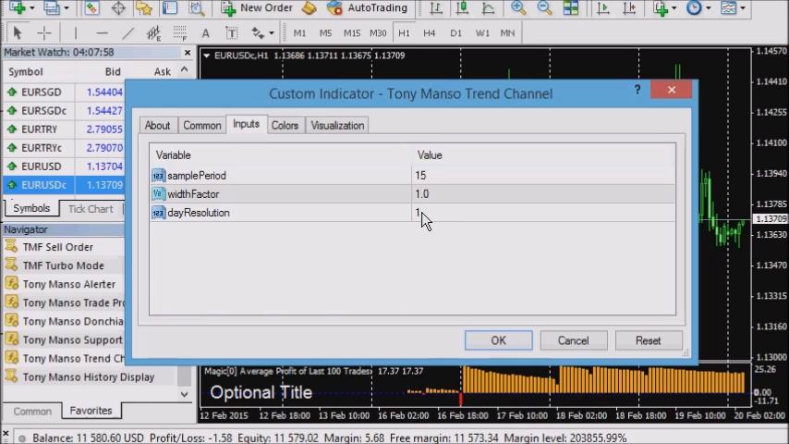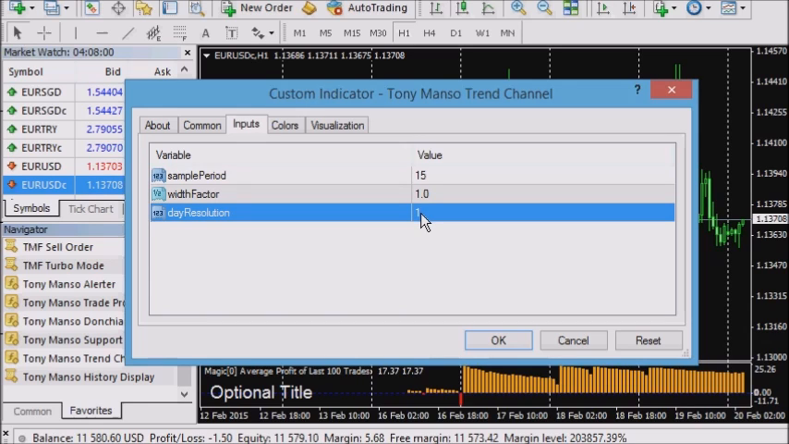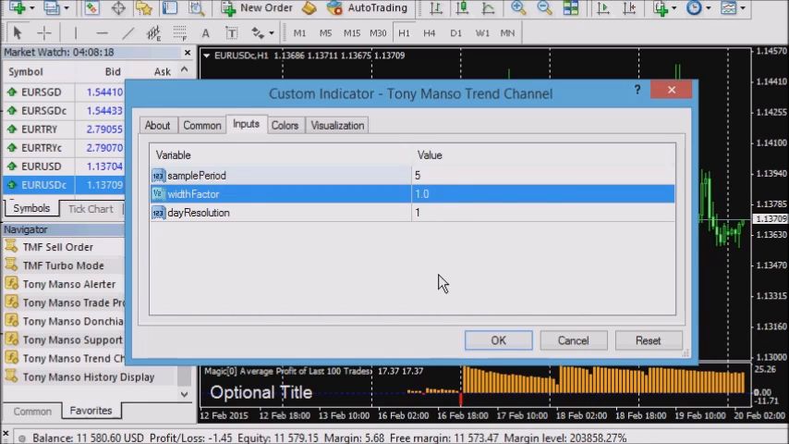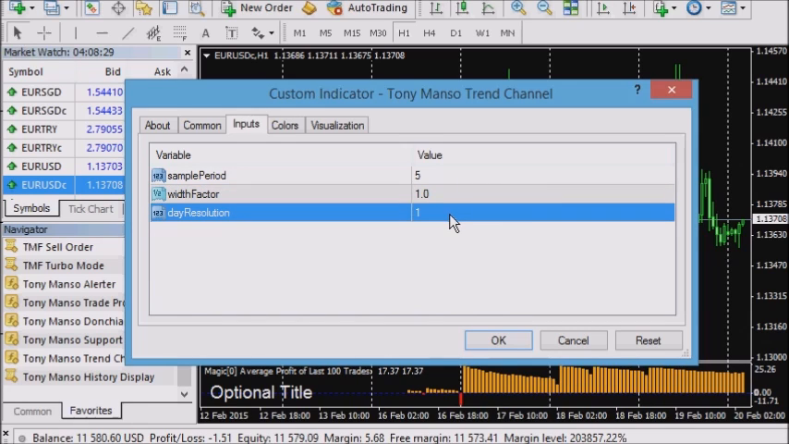If I have day resolution set to 1, then this sample period is a number of days. So in this case, I'm going to leave that day resolution at 1. I'm going to set this to 5. Width factor is just how to scale the channel width. There's almost no reason to change it from 1, but it's there so that you can if you want to.